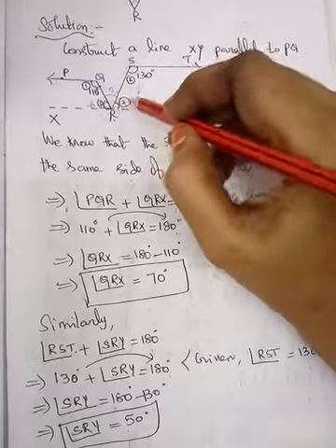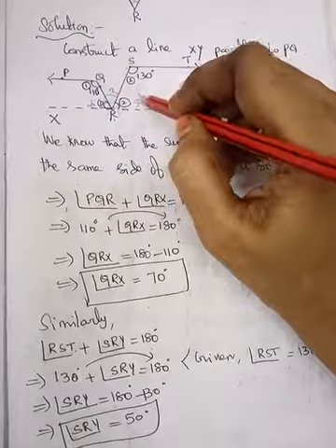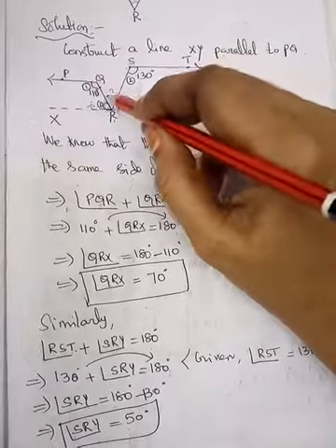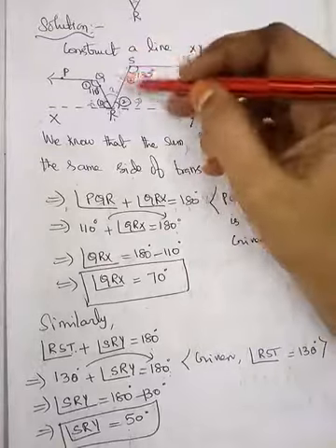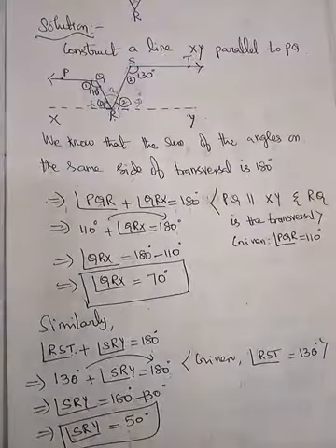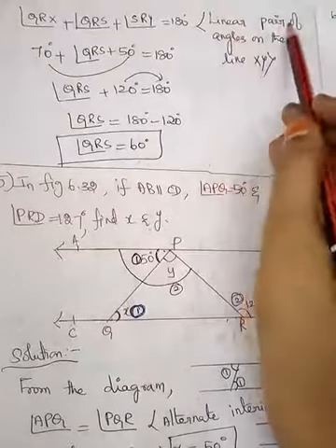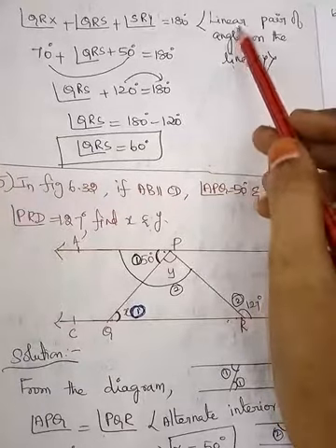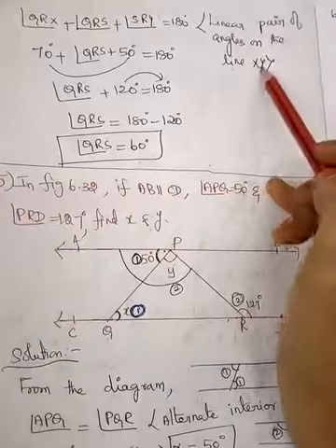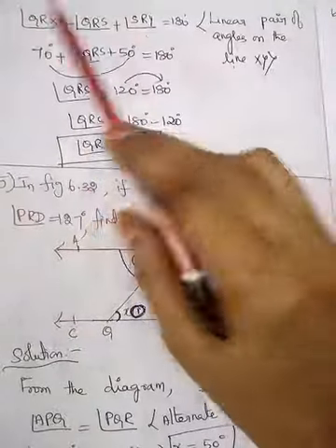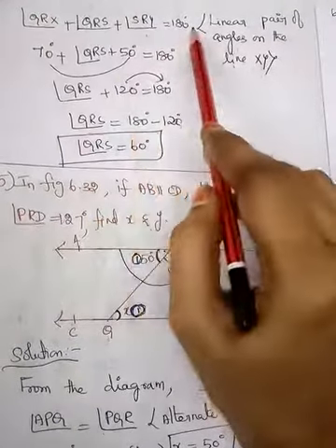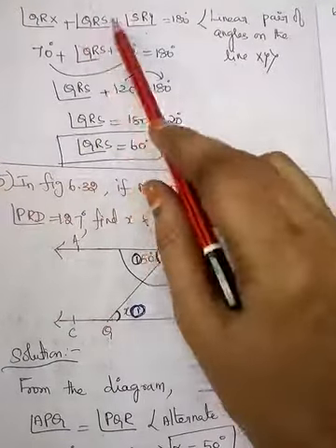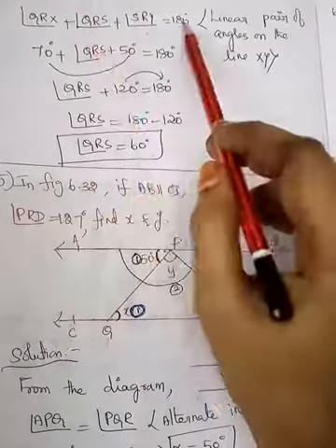That is angle 1 plus angle 2 plus the unknown angle is equal to 180 degrees. Angle 1 we got as 70, angle 2 is 50 degrees, and this unknown angle, that is equal to 180 degrees. Calculate the unknown angle. This is the linear pair of angles on the line XY, XY is a straight line. That is the meaning of linear pair of angles on the line XY. These three angles: angle 1 is 70 degrees, angle 2 is 50 degrees plus QRS, the unknown angle, is equal to 180 degrees.